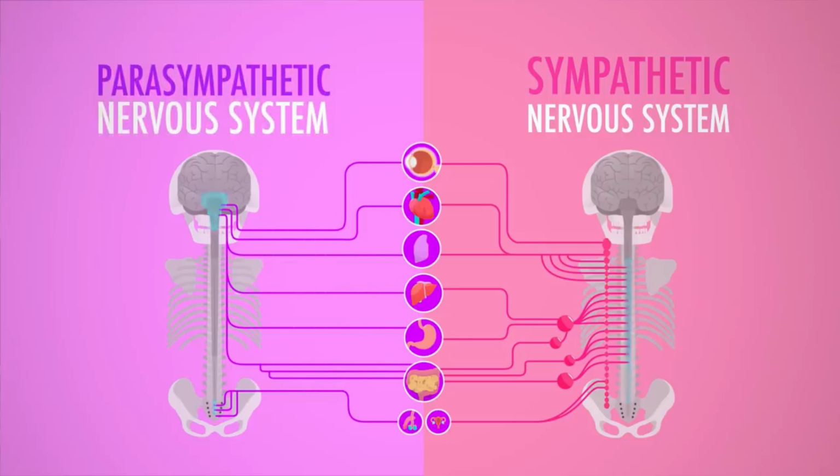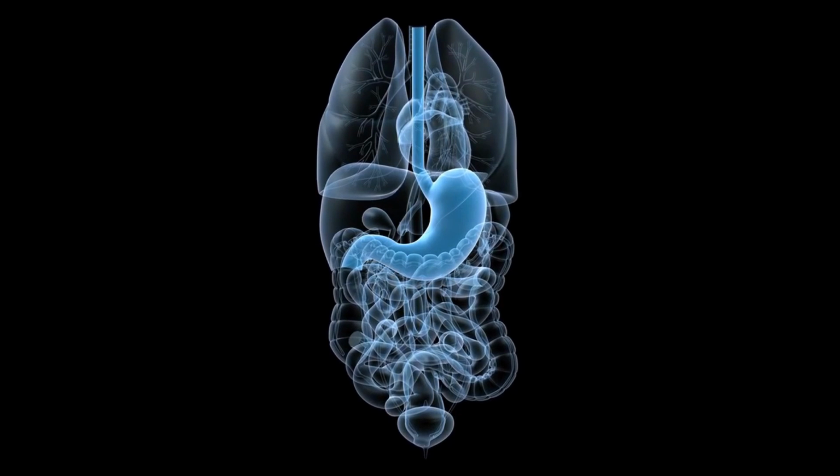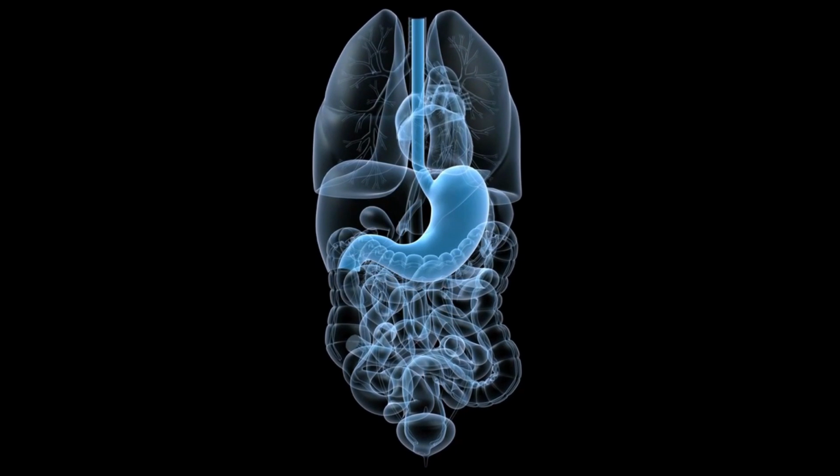It consists of nerve fibers leading to or originating from the brain and spinal cord. The enteric nervous system is responsible for the gastrointestinal system, from the esophagus down to the anus. It is described as the second brain because it works on its own.